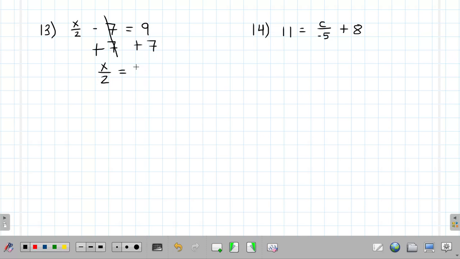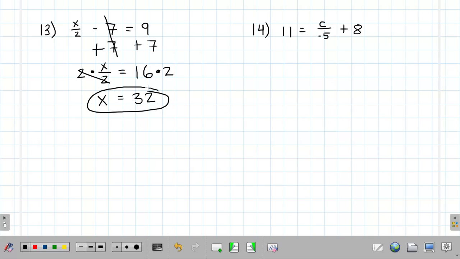9 plus 7, once again, you should be able to do that in your head. That's 16. And then lastly, once again, another one-step equation. x divided by 2 means we've got to multiply times 2, do the opposite. So if we multiply that side times 2, we've got to do this side. Those cancel, leaving us with x. 16 times 2 is 32.